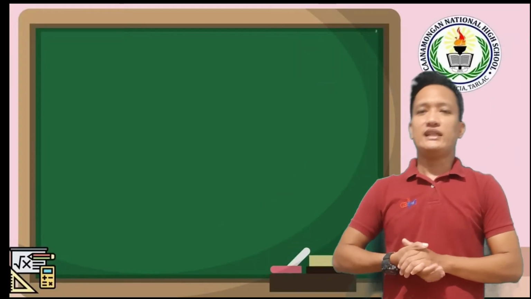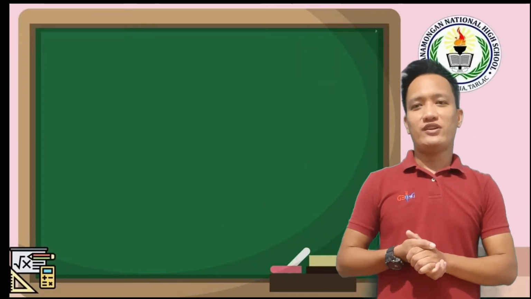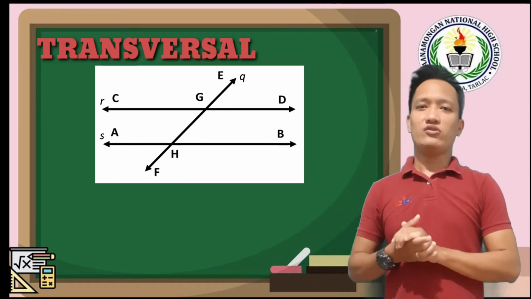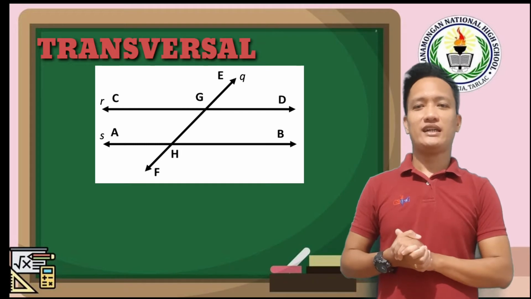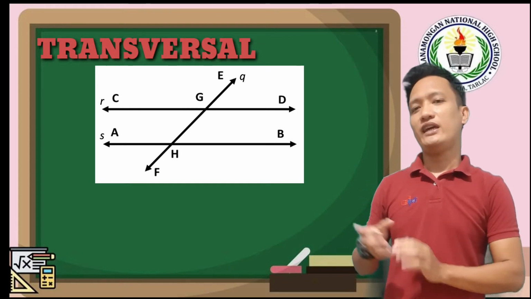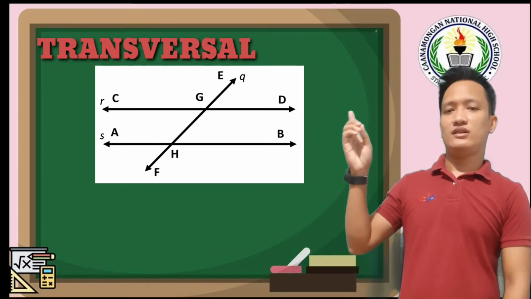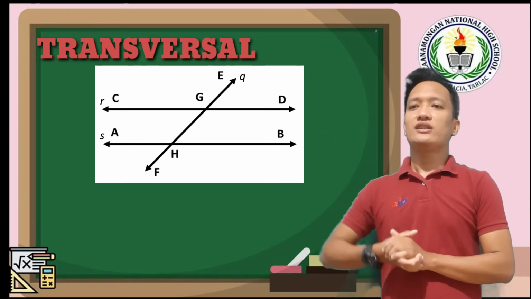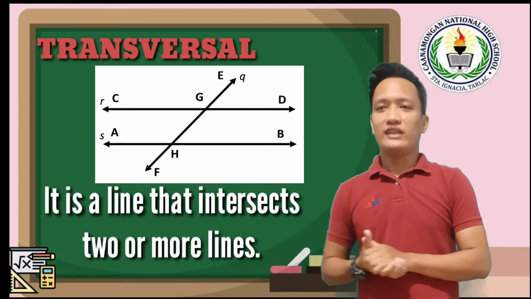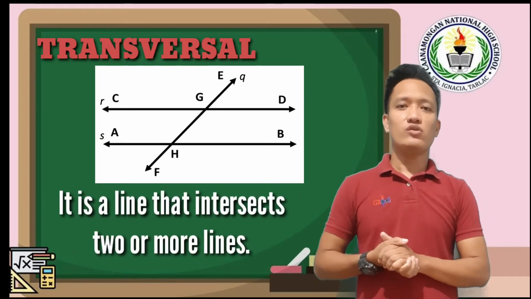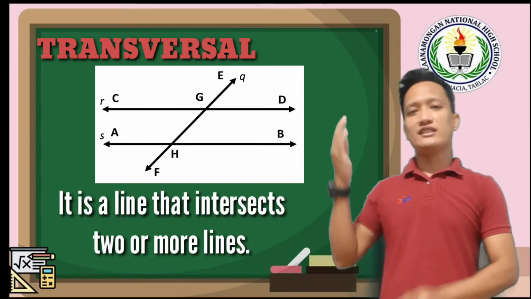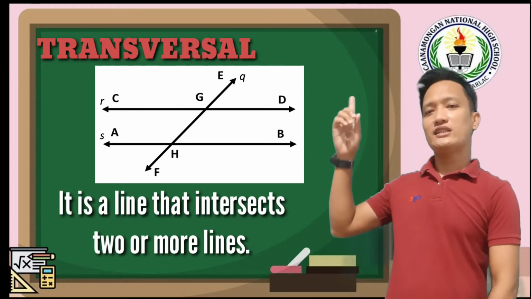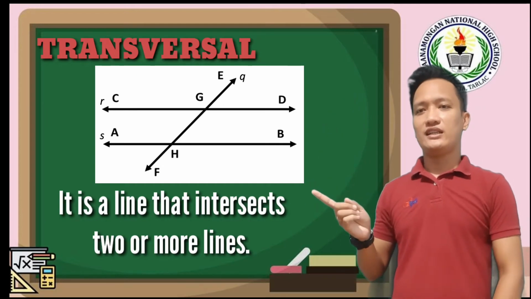And now, let us define what is a transversal. As you can see in the background, I have two lines, two parallel lines, and another line that intersects the two lines, the parallel lines, so nag-intersect siya. So what is a transversal? It is a line that intersects two or more lines. But in my example here, meron lang tayong dalawang linya at meron tayong isang linya na nag-intersect sa dalawa.